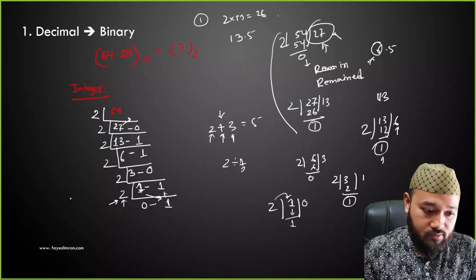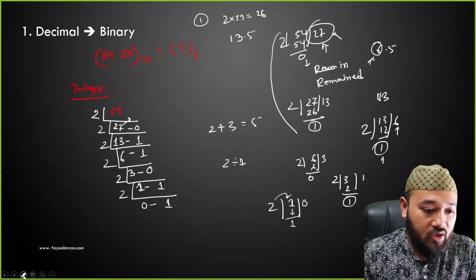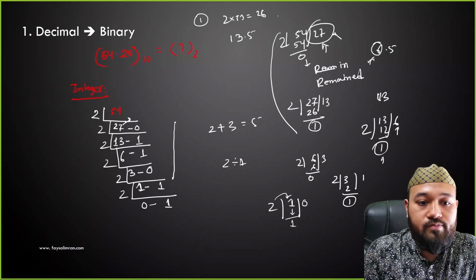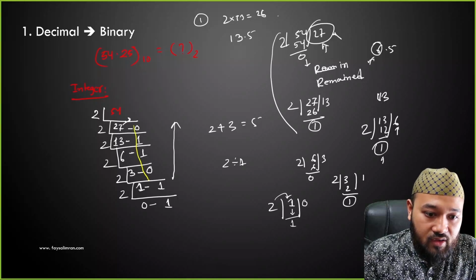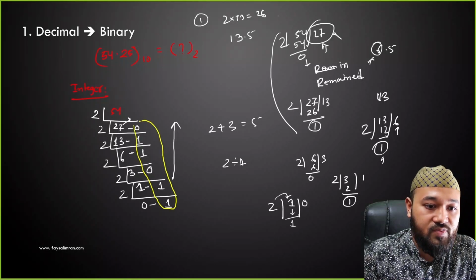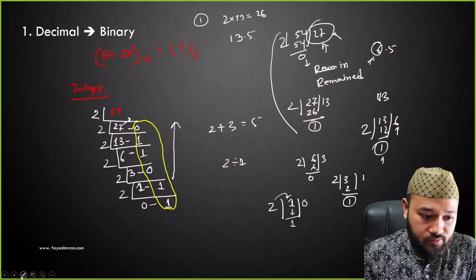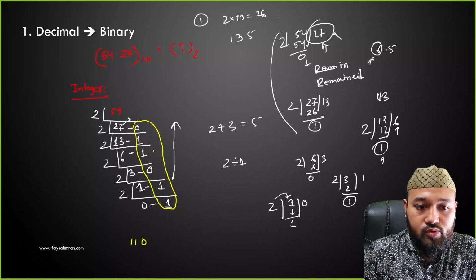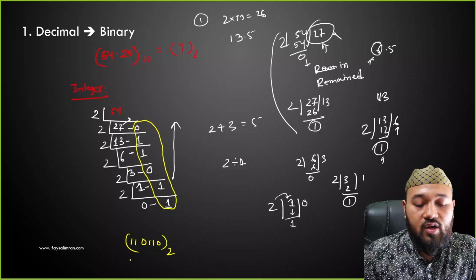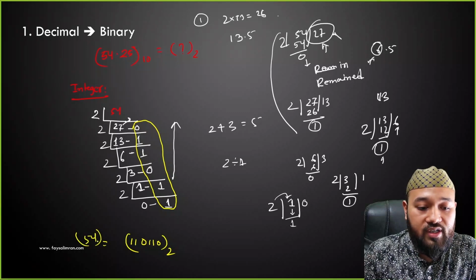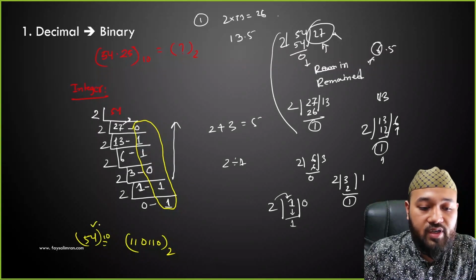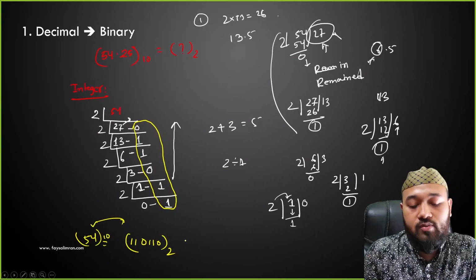You understand? Yes, sir. Okay, so how can we write our answer? We have to write our answer from bottom to top. That means only this part is our answer. So we write this part from bottom to top: 1 1 0 1 1 0. This is our answer. Okay, this is the answer for 54 only, we haven't completed yet. So this is the integer part, the result of the integer part is 1 1 0 1 1 0.